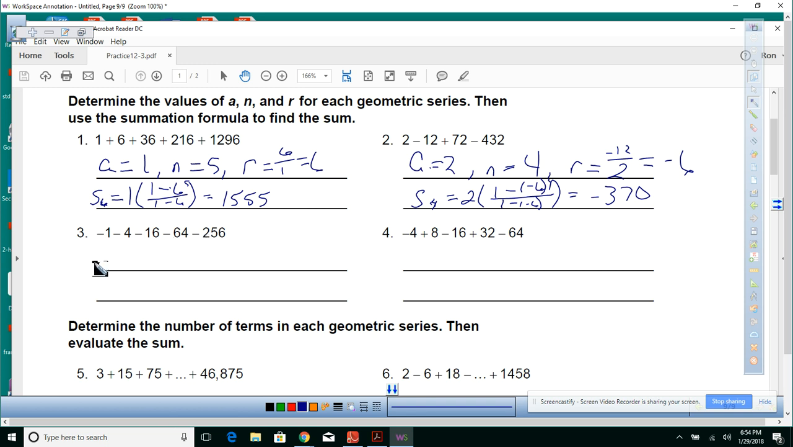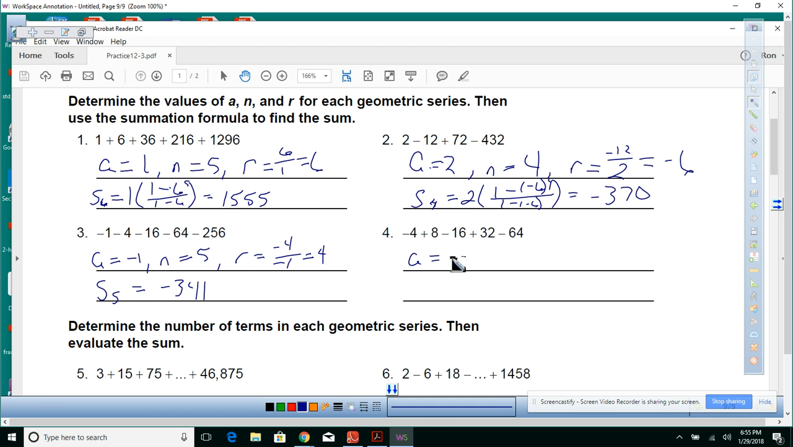What about this one, right? Well, these are all negative, so R is going to be positive. A is negative 1. N equals 1, 2, 3, 4, 5. N is 5. And R equals negative 4 divided by negative 1, which is just 4. All right, so S sub 5 equals, and let's see, negative 341. See if I got that right.